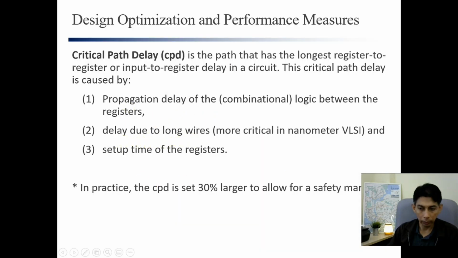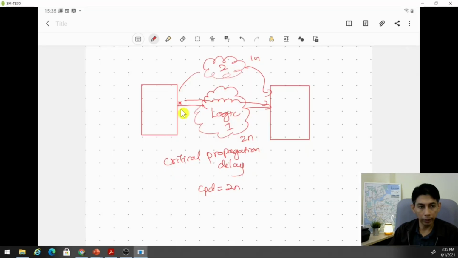Delay due to long wire, and this is more critical in nanometer VLSI. When you go to the smaller design, especially in nanometer technology, the delay becomes more significant in the wire, as compared to gate delay. The wire delay is the delay between the wire that connects here to here, or even the wire that connects to this register. That is called the wire delay.